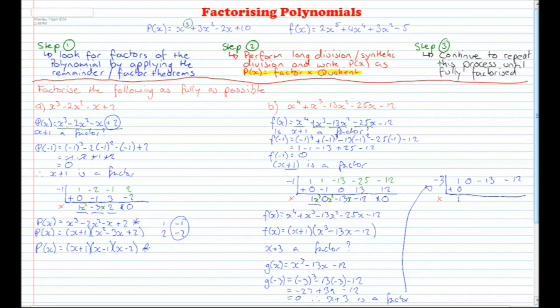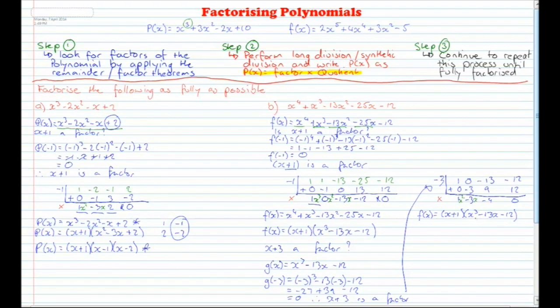Now 1 plus 0 is 1, negative 3 times 1 is negative 3, 0 plus negative 3, well that's going to be equal to negative 3, negative 3 times negative 3 is positive 9, negative 13 plus 9 is equal to negative 4, negative 3 times negative 4 is 12, and negative 12 plus 12 is 0. Once again, that's what we want at the end there. So I can now go through and write out my x's here. So I've got my constant here, my x, and my x squared. So I know that f of x will be equal to x plus 1, x cubed, minus 13x minus 12.